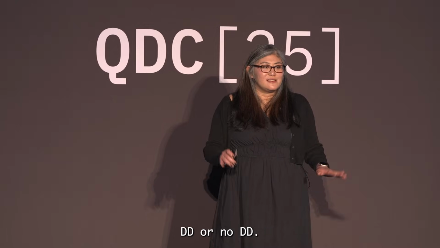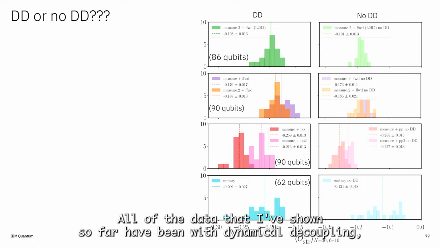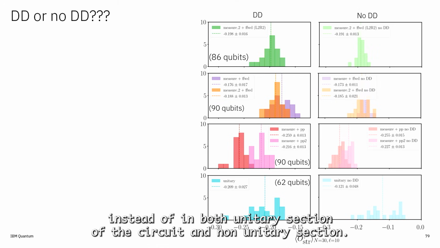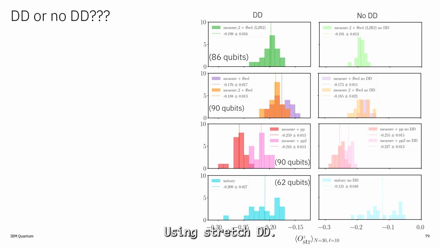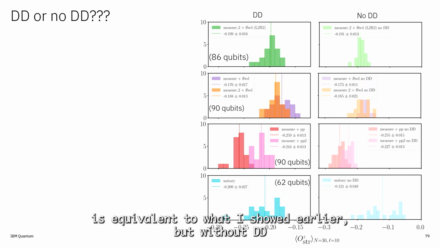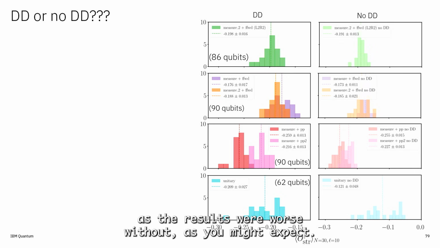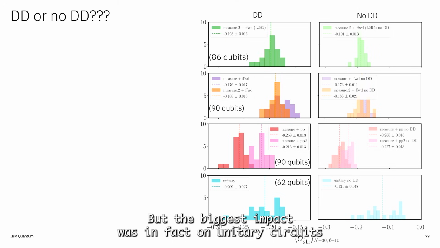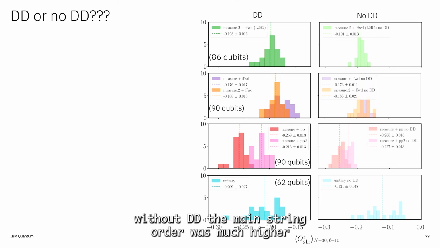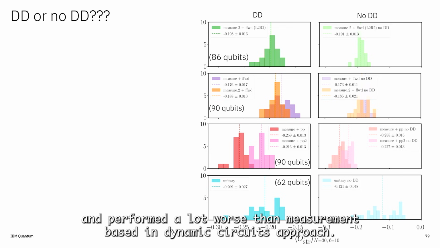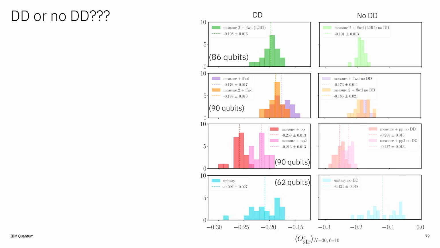DD or no DD? That is the question. All the data that I've shown so far have been with dynamical decoupling inserted in both unitary section of the circuit and non-unitary section using stretch DD. The right column of data is equivalent to what I showed earlier, but without DD. Note that I have now changed the x-axis as the results were worse without, as you might expect. But the biggest impact was, in fact, on unitary circuits. Without DD, the mean string order was much higher and performed a lot worse than measurement-based and dynamic circuits approach.